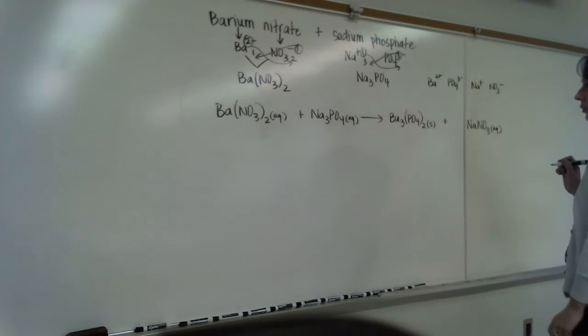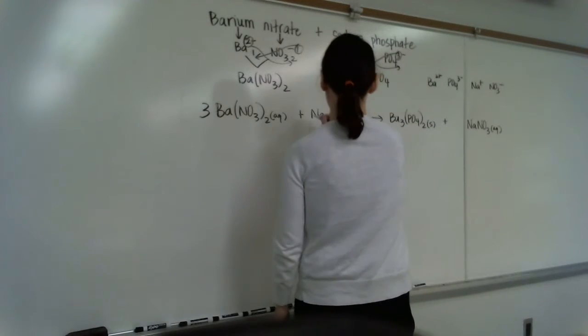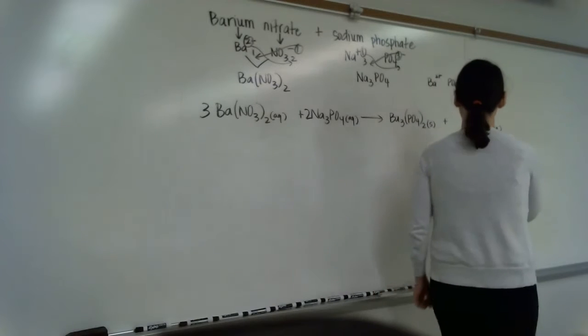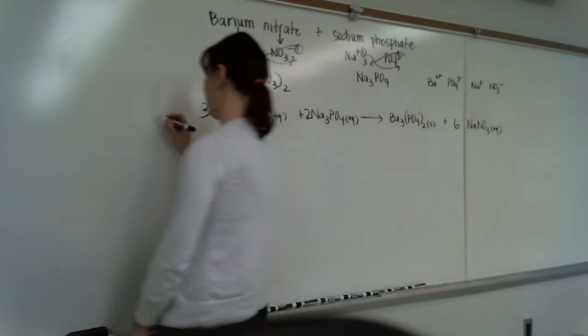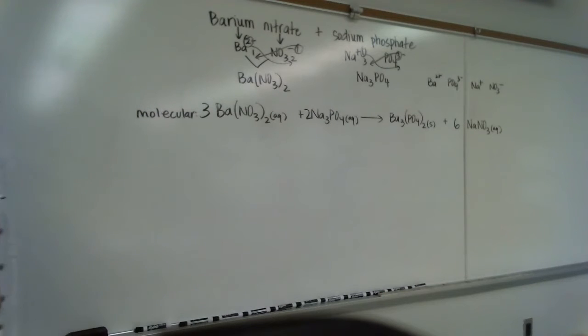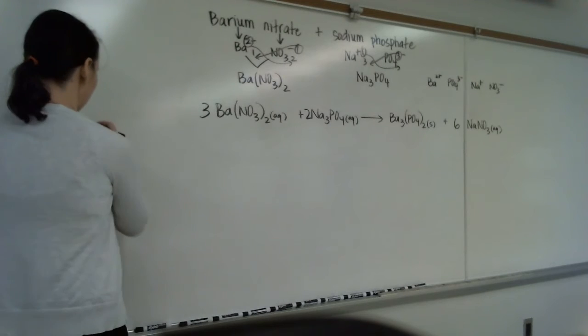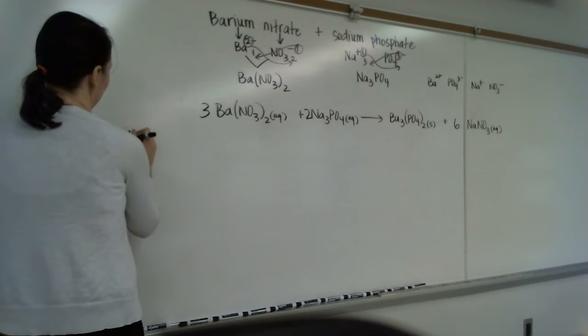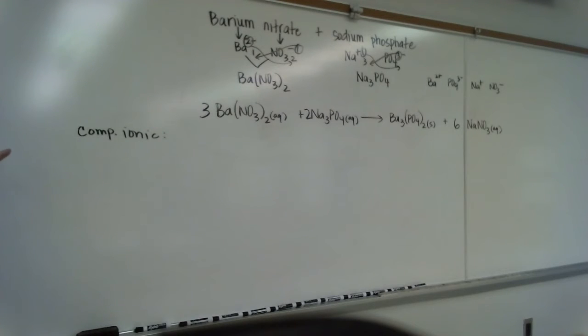All right, now let's go through and balance this. Let's see, we need what? We need a 3 on the Ba(NO3)2, a 2 here, and then a 6 here. All right, there's our molecular equation. We do have a precipitate this time. Now we need to write the complete ionic. When we do a complete ionic equation, we have to dissociate everything that is not a solid or a gas. We didn't form any gases here, so who cares?